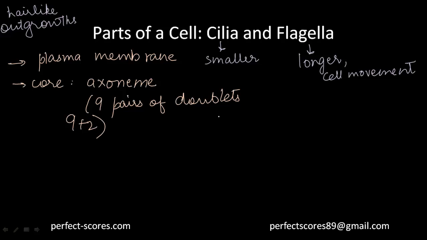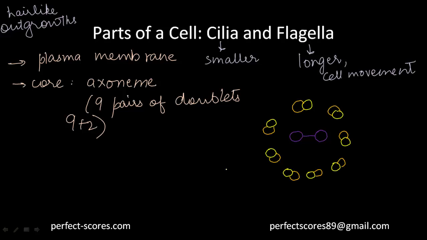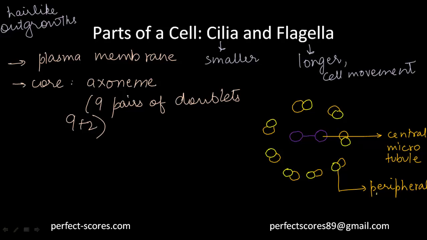So I'll draw a diagram so that it's more clear. So this here is the central tubule, the central microtubule, and these are the peripheral microtubules. So if you want to, let's say, label them, these will be the central microtubule, and these will be the peripheral microtubules. And remember, they are always in pairs. So you can see there are 9 of them here, 1, 2, 3, 4, 5, 6, 7, 8, and there should be one more here. So let me draw that.